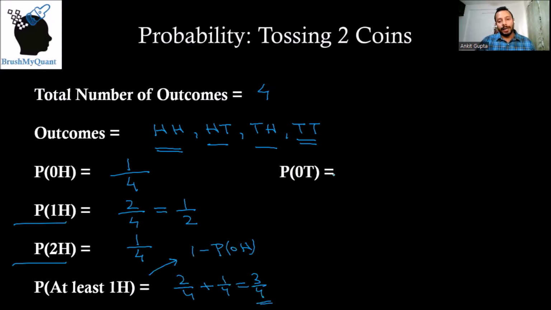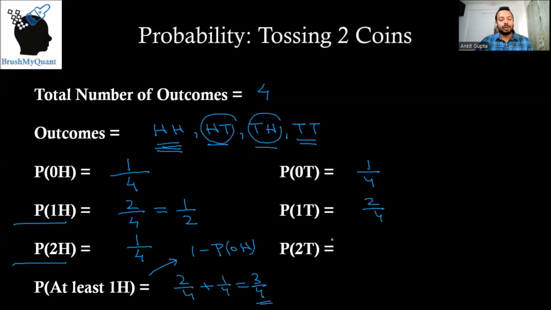Now let's see what happens if we try to find probability of 0 tail. Again, we have only one case in which we are getting 0 tail, where we are getting both the heads. So probability of getting 0 tail becomes 1 by 4. Similarly, probability of 1 tail becomes 2 by 4 because there are 2 such cases.